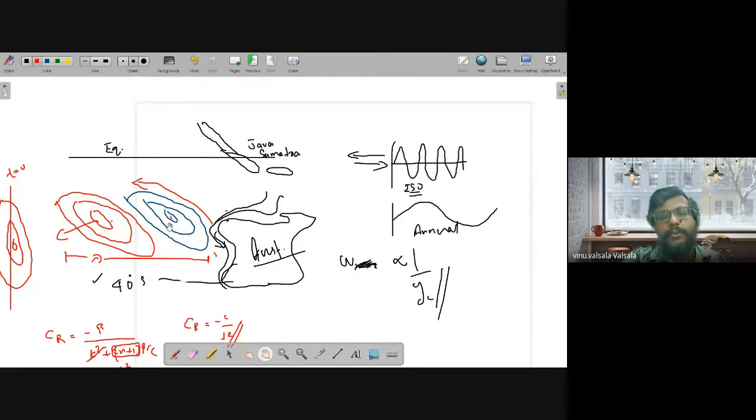Anyway, if you see the sea surface altimetry of the southern Indian Ocean, you will see that the waves are aligned in this particular fashion. Okay, so that's why the discussion of the critical latitude came today.